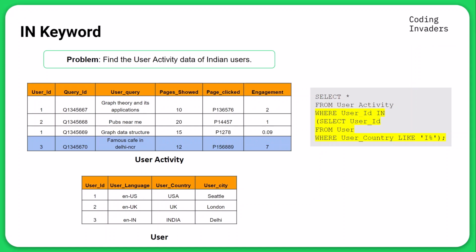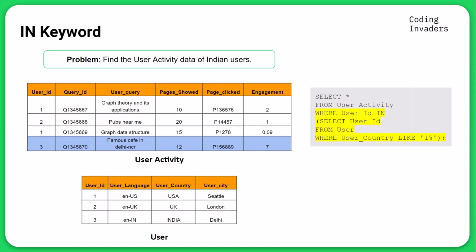This inside query gives me the user ID where the user country starts with I, and we are using the LIKE keyword to do that. Then the output of this query is taken by the starting query. So first of all, we got the user ID from country India, because that is the country starting with I. From the user table, we got these details, and then for that user ID, we print all the user activity, and therefore we solve the problem.